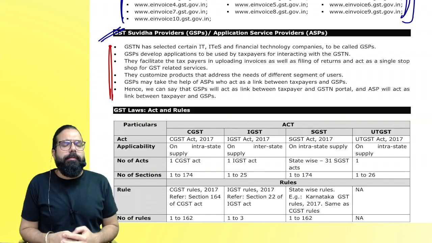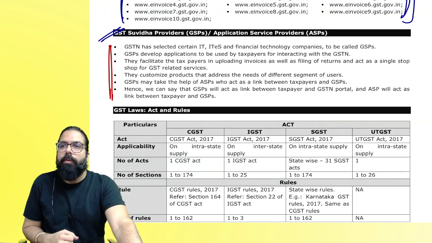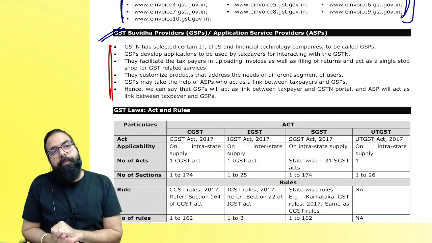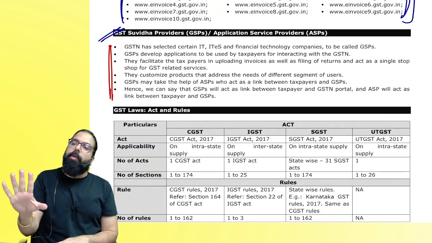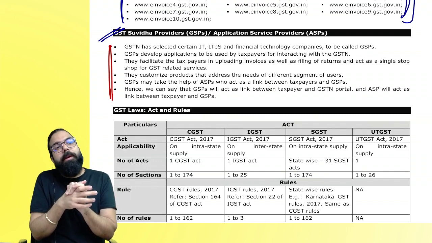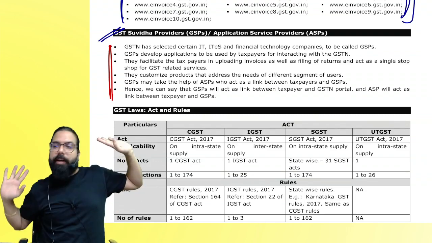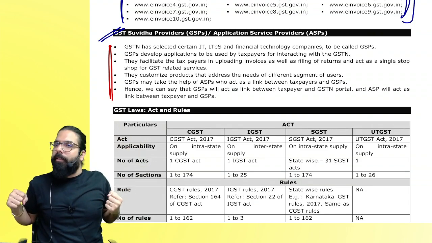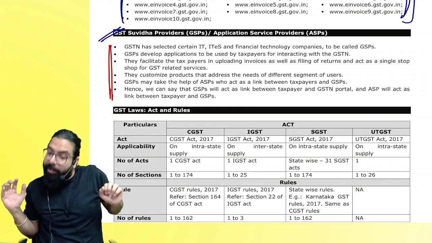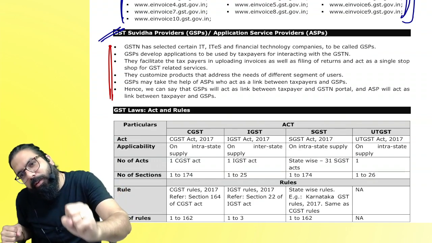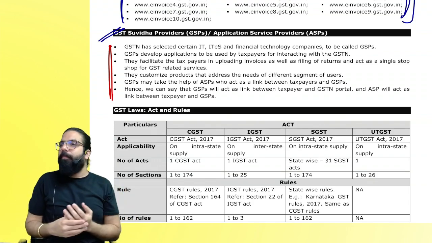What is a dual model? In the national model, what will happen? Central government will collect and they will distribute to the states. In the dual model, what will happen? On any transaction happening, central government will charge CGST, state government will charge SGST. If it is intra-UT, central government will charge CGST and UTGST will be charged for the respective union territory. Are we clear?